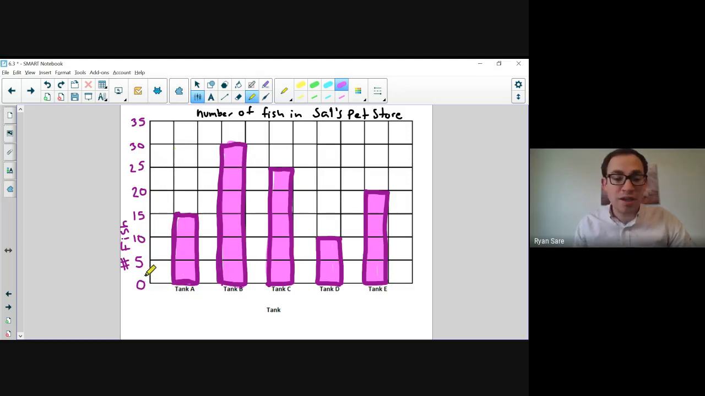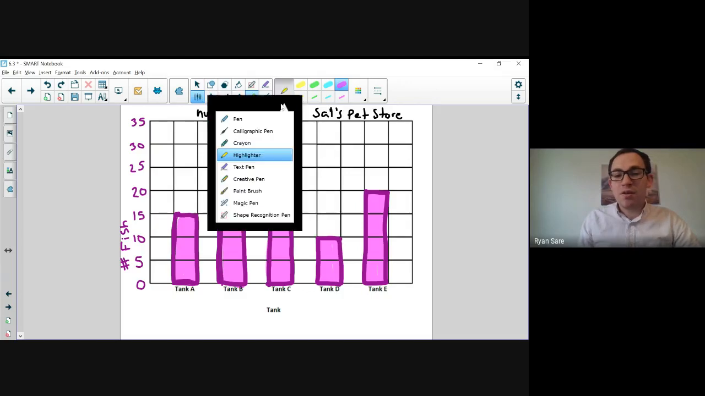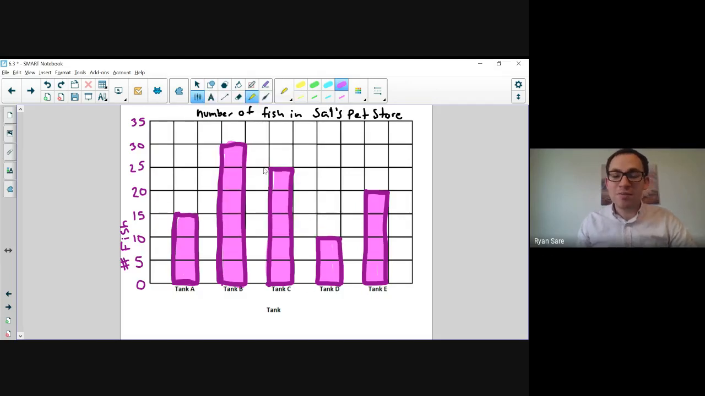It could be just that each line equals 1, but then I'd need a much bigger bar graph in order to show this same information, because 30 fish, it's going to take a lot of these squares to get all the way up to 30. Now, what if I change the scale? Same information, different scale. That's what I'm going to do next.